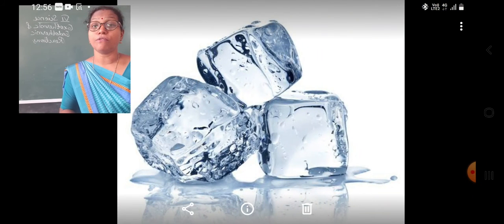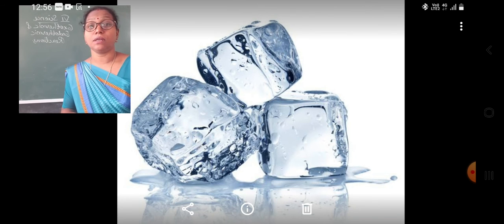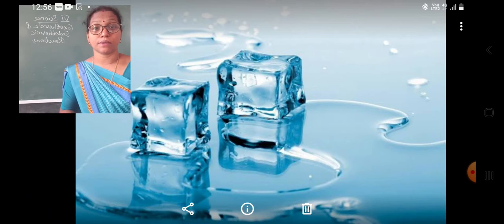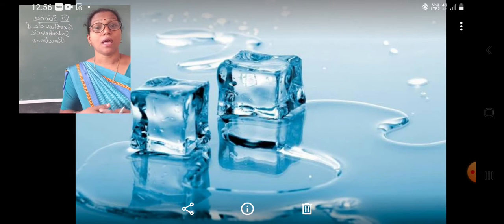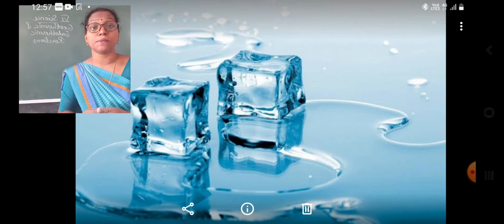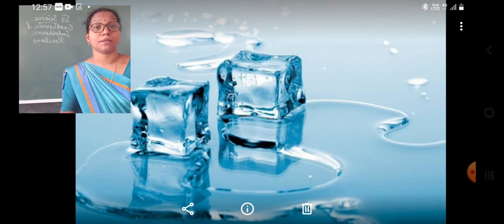Now the melting of ice cubes, that is an example of endothermic reaction. The ice cubes absorb heat energy from the surrounding atmosphere or surrounding environment, or from our palms. If we keep the ice cubes in our hands, it absorbs the heat energy from the palm and melts. So the melting of ice is an example of endothermic reaction.